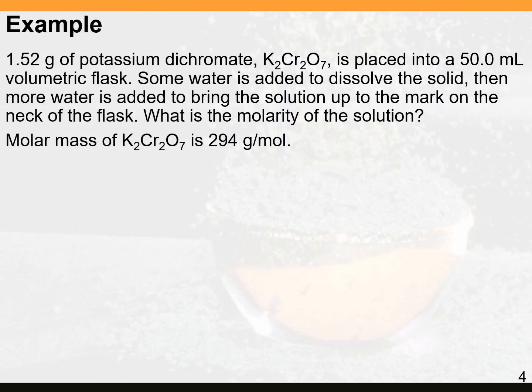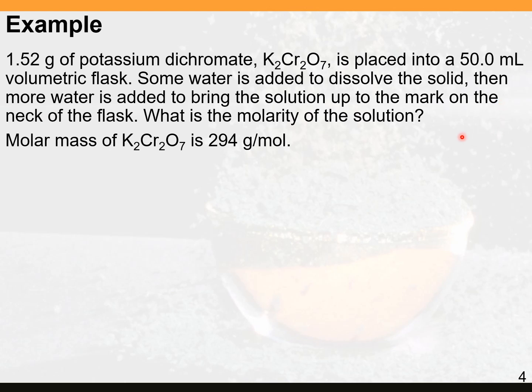In this example, a solution of potassium dichromate is prepared by dissolving 1.52 grams of it in a 50 milliliter volumetric flask. The solution is prepared by first dissolving the solute in minimal water, then adding more water to bring the solution up to the mark on the flask.